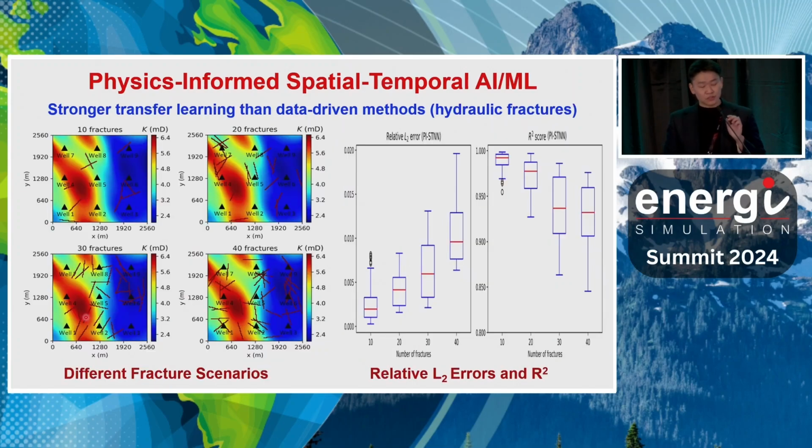And it can also be used for predicting in different complex systems. For example, when 10 fractures are created in the reservoir, this model can provide around 98% R-square value in the predictions. And even though the fractures grow up to 40 in the reservoir, the R-square value will also have a high value, about 93%. So this model can also be directly used in different complex systems.